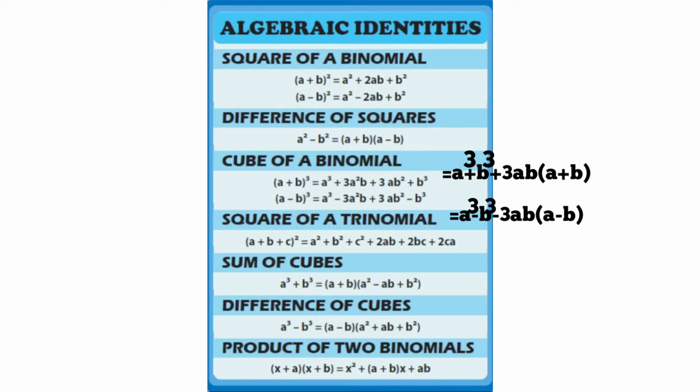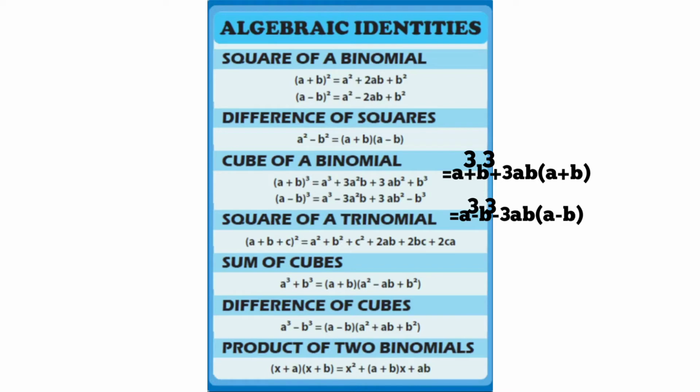Now we are going to study other identities, which is cube of a binomial, that is a plus b whole cube, that is equal to a cube plus 3a square b plus 3ab square plus b cube, which can also be written as a cube plus b cube plus 3ab into a plus b. Next is a minus b whole cube is equal to a cube minus 3a square b plus 3ab square minus b cube, which can be written as a cube minus b cube minus 3ab into a minus b.